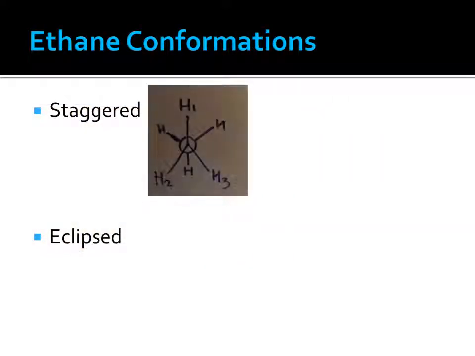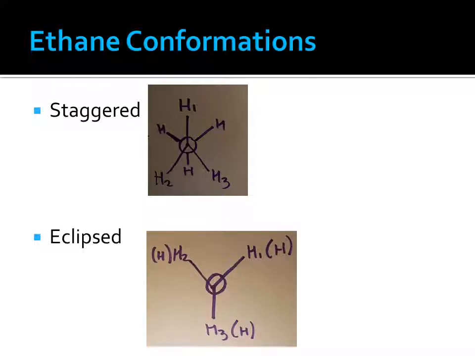A staggered conformation, such as this, is when the hydrogens on the adjacent carbons are as far away from each other as they can be, whereas for an eclipsed conformation, the hydrogens on the adjacent carbons are as close together as they can be. And for ethane, these are the only two conformers, the staggered and the eclipsed, as you're only dealing with the hydrogens.